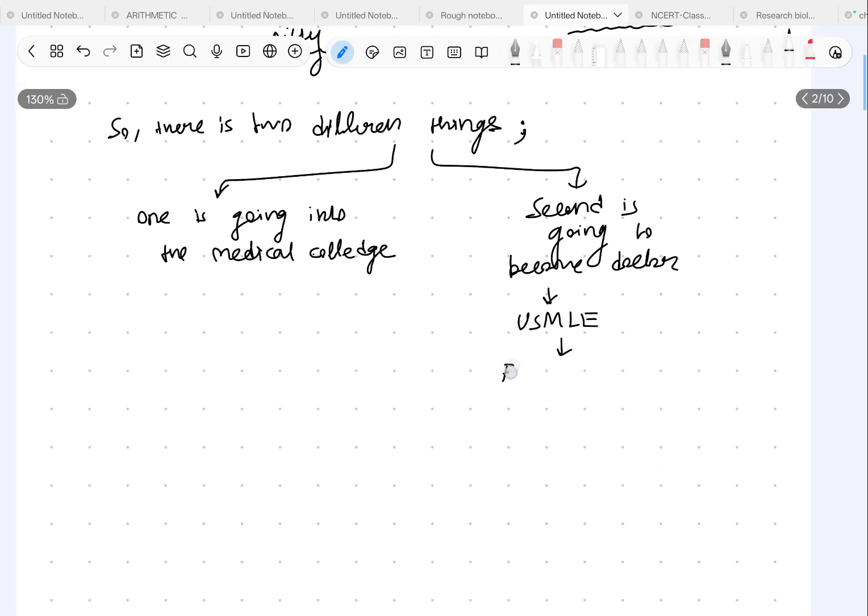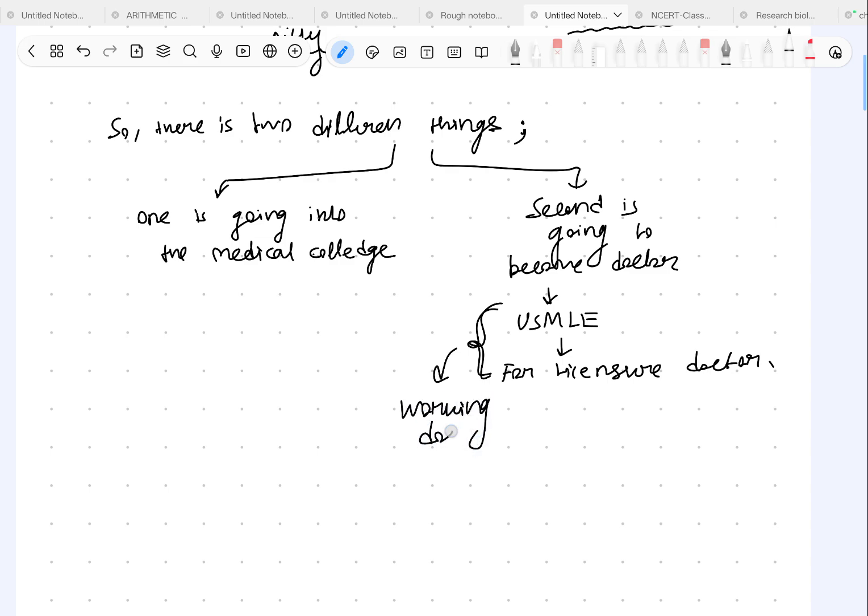USMLE exam, which is for the licensure doctor. At this time you will be a working doctor. You have the license to work as a doctor in USA. You have the license for the doctor after giving this exam. This USMLE exam is also held in 3 steps.